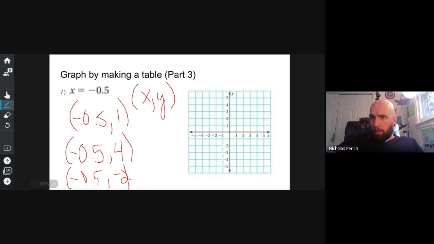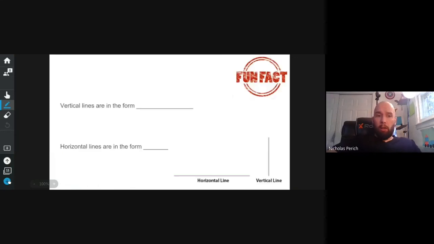So let's graph what I can. Negative 0.5, 1 goes right there. Negative 0.5, 4 goes right there. Negative 0.5, negative 2 goes right there. I just get a perfectly vertical line. So when I have x equals a number, I get a vertical line.